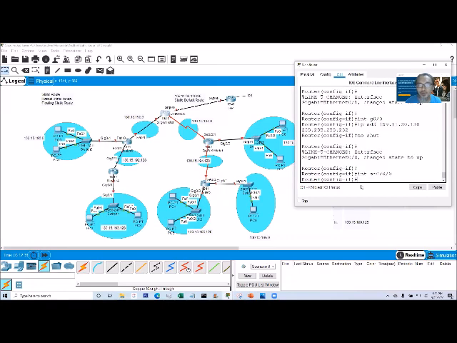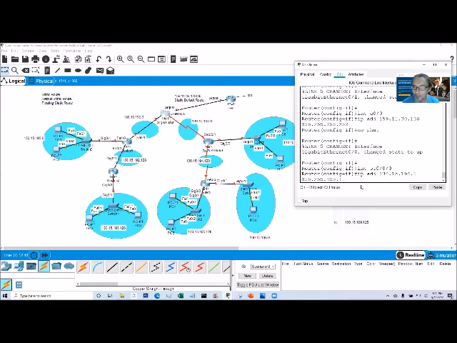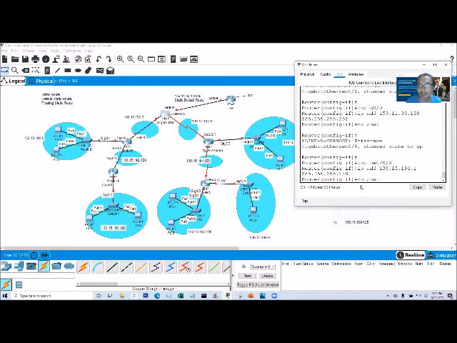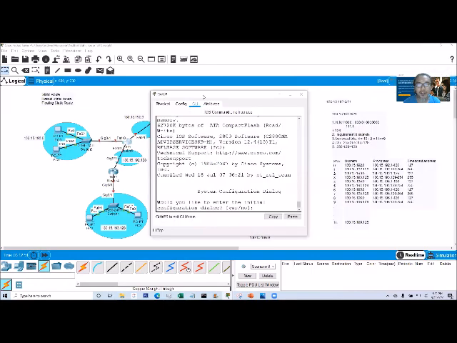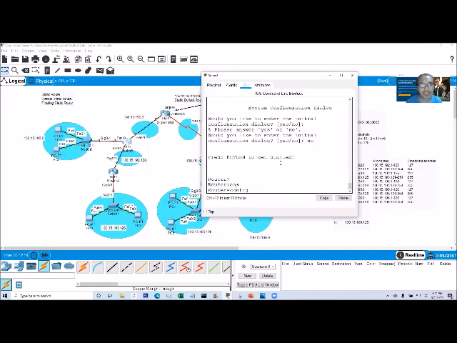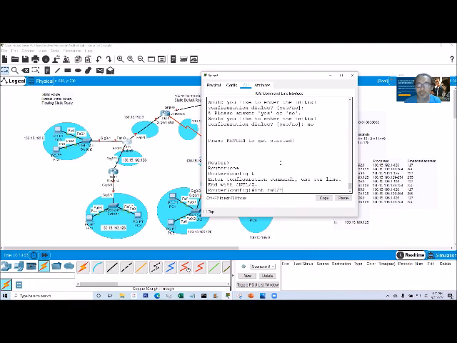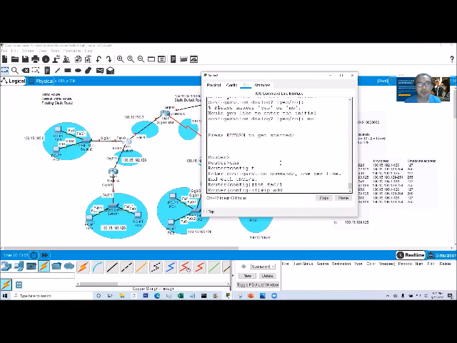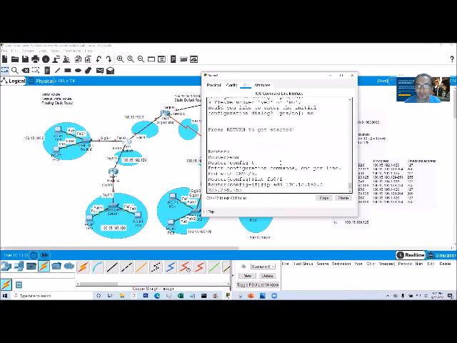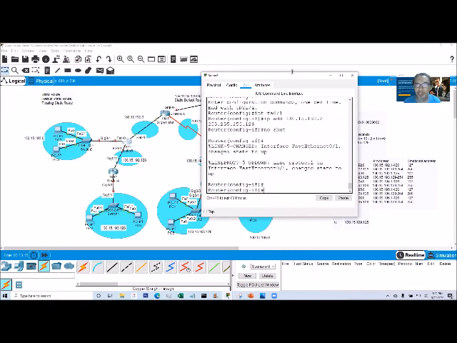Here in Se0/0/0, we are going to give an IP address of 130.15.194.1 255.255.255.128, enter, no shut. So this router here will be configured also. Enable, config t, in Fa0/1 and ip add 130.15.192.2 255.255.255.128. Both of the routers are now turned on.